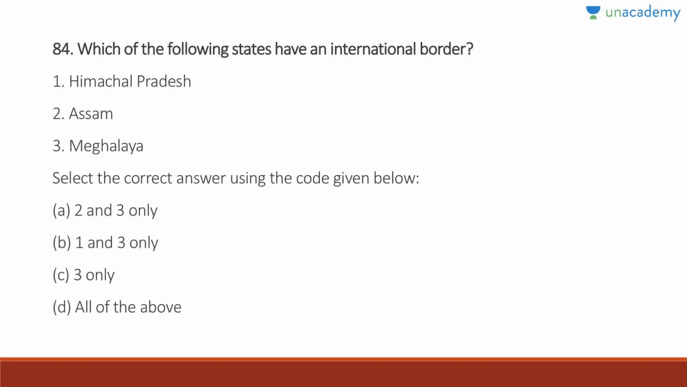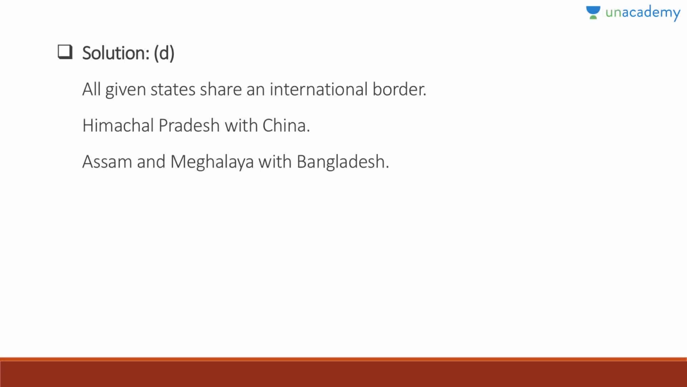Question number 84. Which of the following states have an international border? Himachal Pradesh, Assam, Meghalaya. All these states have an international border. Himachal Pradesh shares a border with China. Assam and Meghalaya share a border with Bangladesh. So the answer here is D, all of the above. All the given states share an international border: Himachal Pradesh with China, Assam and Meghalaya with Bangladesh.